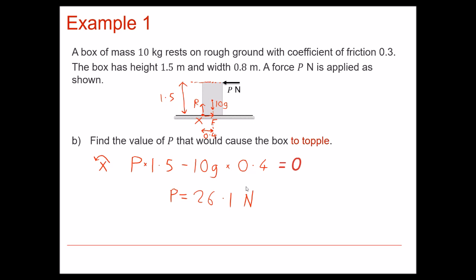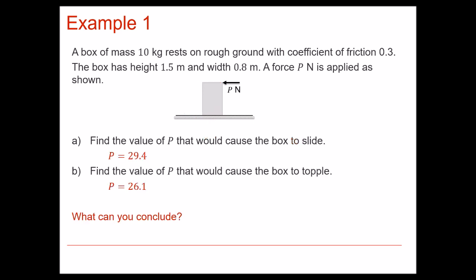So let's have a look at both of these results then. So the force that would cause the box to slide is 29.4 newtons. The value that will cause it to topple will be 26.1. So what that means is, if I start to push the box, so start with a force which is 0 and just gradually increase that force, it's going to reach the value of 26.1 before it reaches a value of 29.4. So it's going to topple before it can slide. Alright, so that's what we can conclude, is that the box will topple.